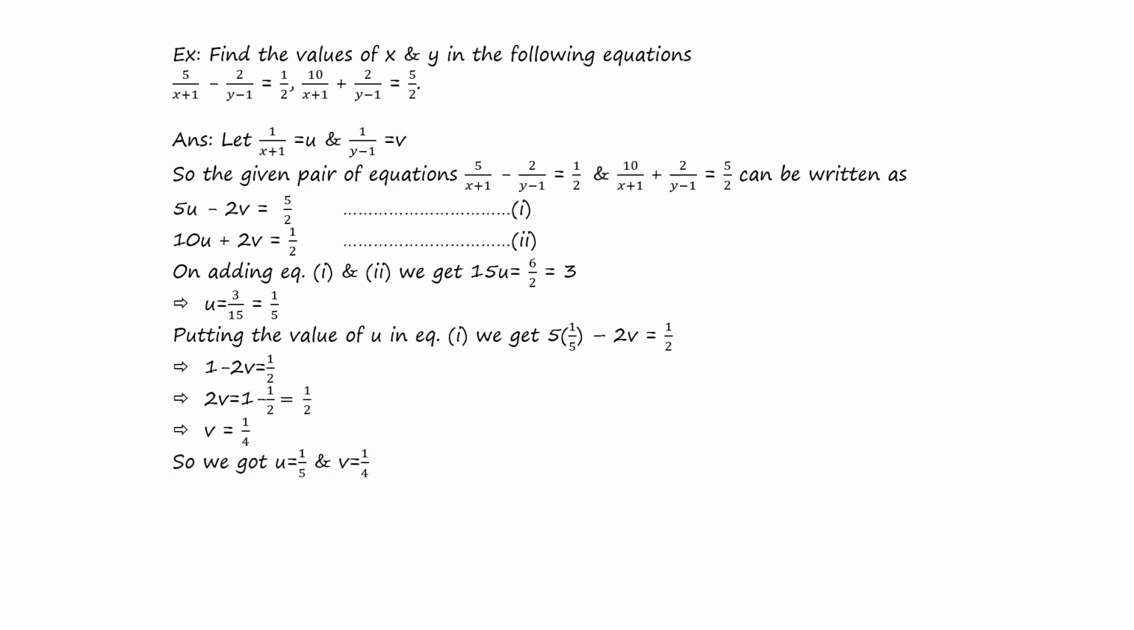So we got u equals 1 by 5 and v equals 1 by 4, or we can write it as 1 by x plus 1 equals 1 by 5 and 1 by y minus 1 equals 1 by 4. Or taking the reciprocal, we get x plus 1 equals 5 and y minus 1 equals 4, or x equals 4 and y equals 5. Thus, x equals 4 and y equals 5 is the answer.